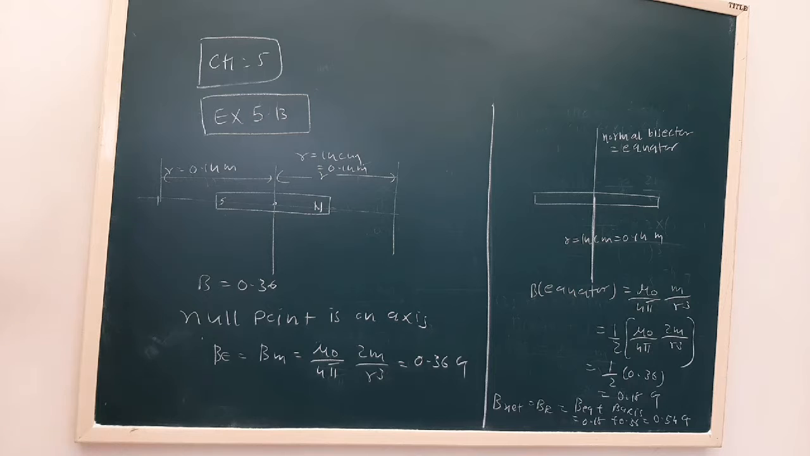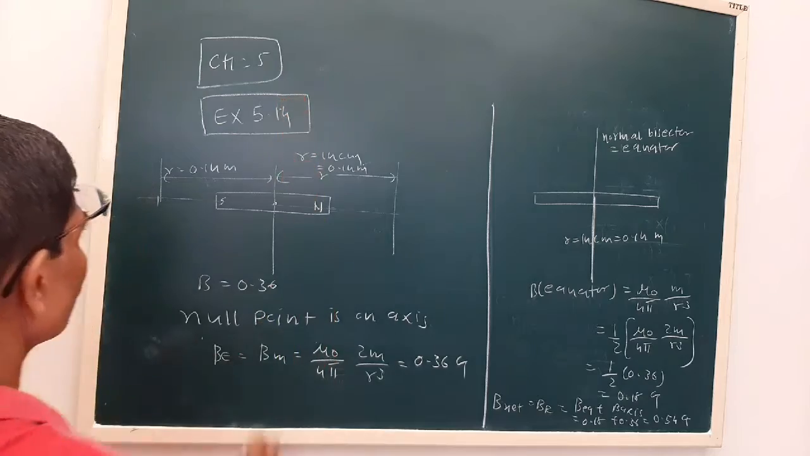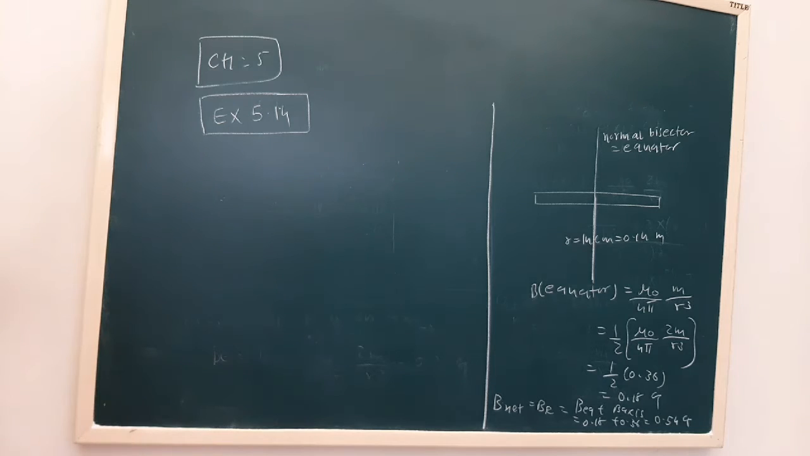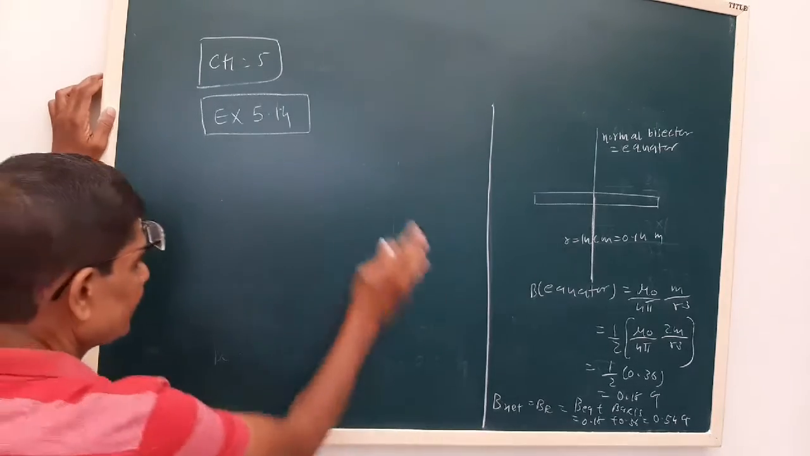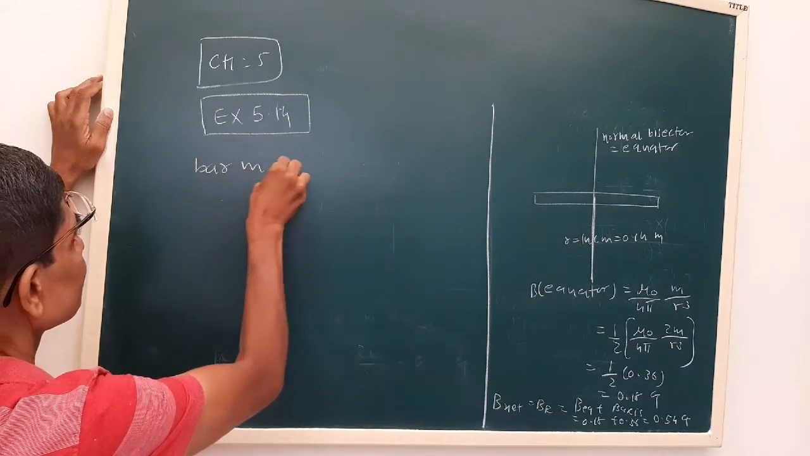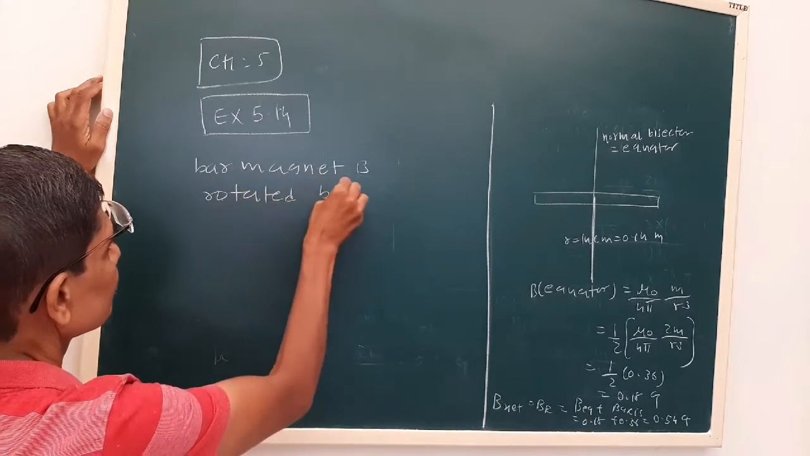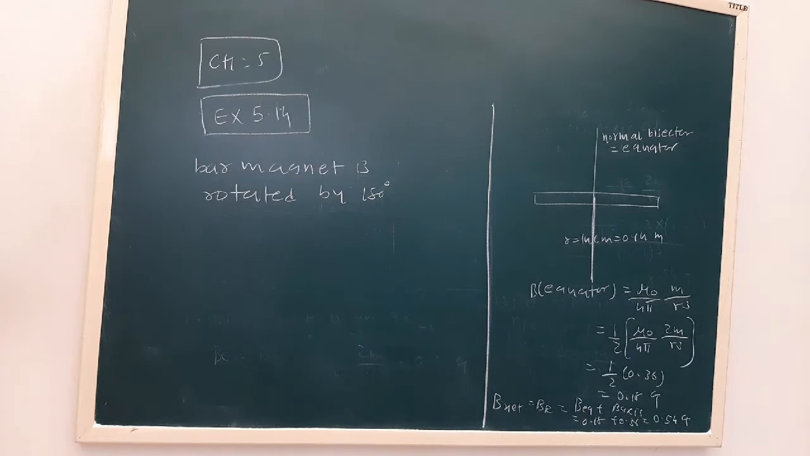Now see our next question. Exercise number 5.40 is related to this only. The same data we have to use. But the question says the bar magnet is turned about its axis, the bar magnet is turned by an angle of 180 degrees. Where will the null point be located? The bar magnet is rotated first.